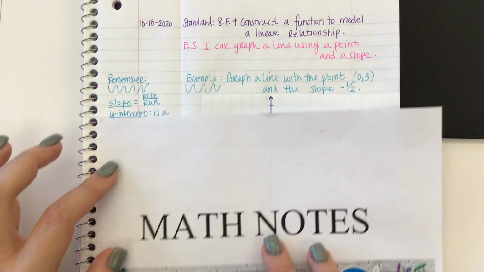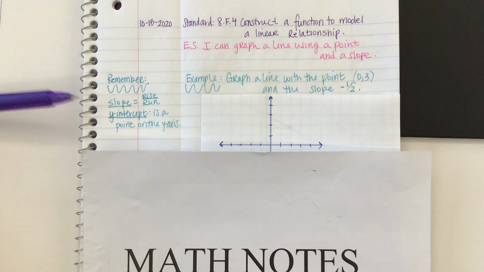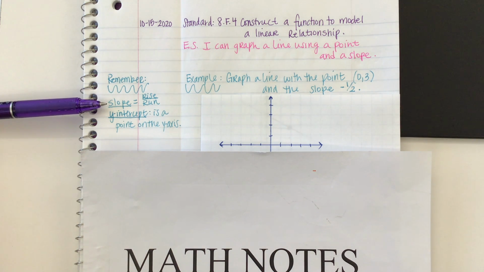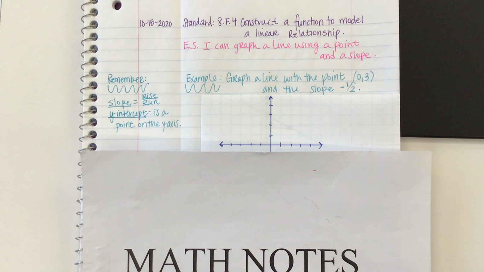So, a couple things we need to remember on the left-hand side. The slope is equal to the rise over run, which is the change in y over the change in x. And the y-intercept is a point on the y-axis. It's the point where your line crosses the y-axis. That's pretty important to know. So let's go ahead and just go into the example.